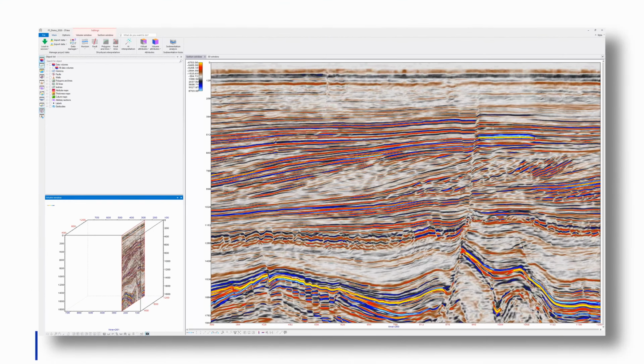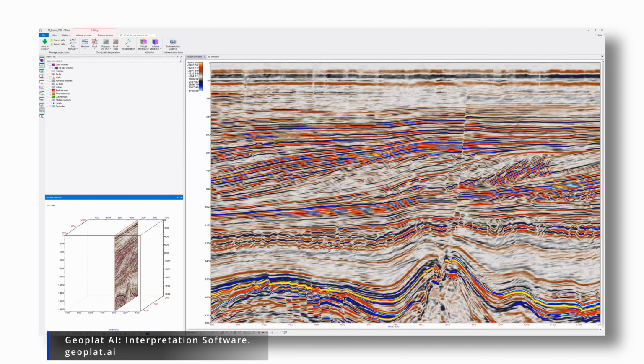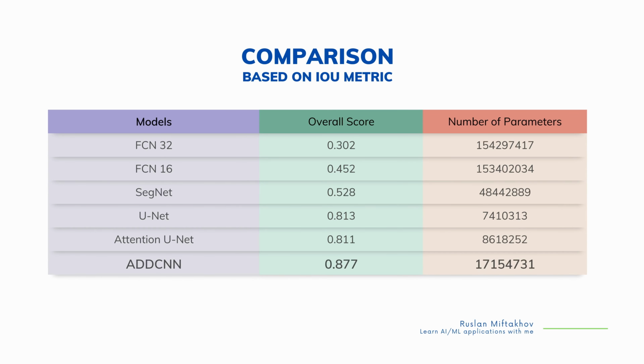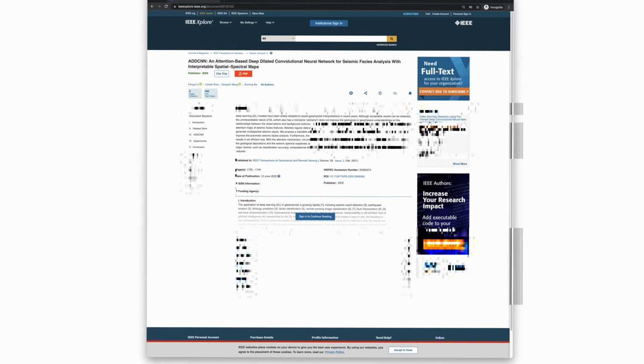The authors presented results for the Netherlands F3 3D seismic survey acquired in the North Sea. They compared the result of the proposed method with the state-of-the-art segmentation architectures like SegNet, UNet, and others by using intersection over union as a metric. Here is the result that shows the inclusion of the proposed improvements into the process of determining facies results in better facies segmentation for nearly all the facies presented in the F3 block seismic data. Furthermore, by showing spatial spectral attention maps, the resulting attention map can illustrate the geological interpretation.